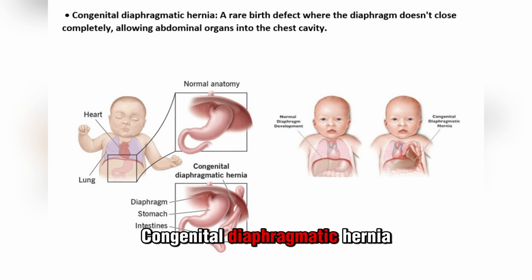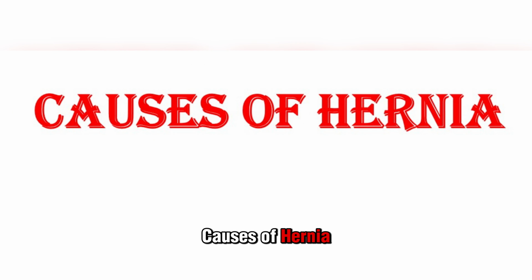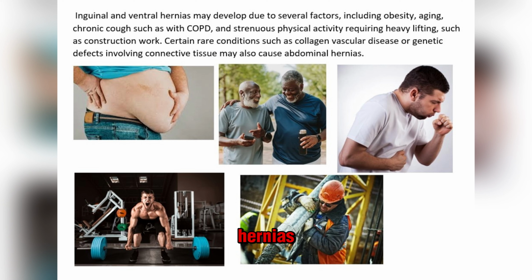10. Congenital diaphragmatic hernia. A rare birth defect where the diaphragm doesn't close completely, allowing abdominal organs into the chest cavity. Causes of hernia. Inguinal and ventral hernias may develop due to several factors, including obesity, aging, chronic cough such as with COPD, and strenuous physical activity requiring heavy lifting, such as construction work.